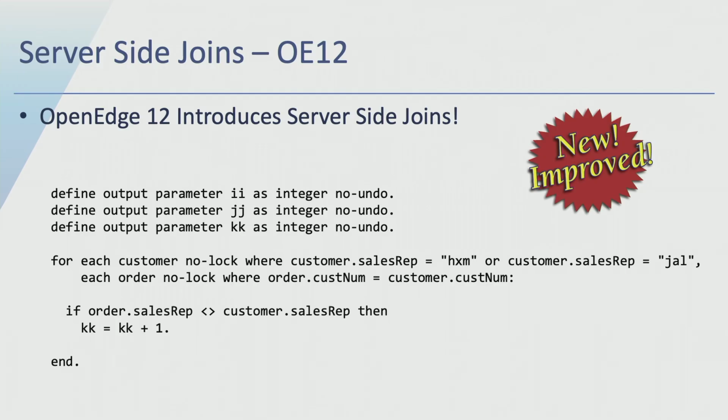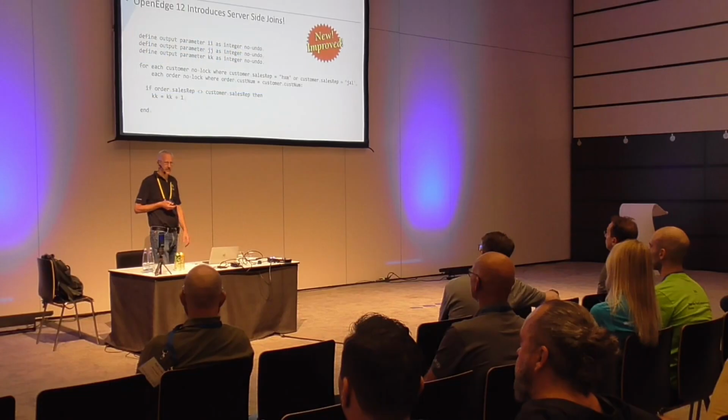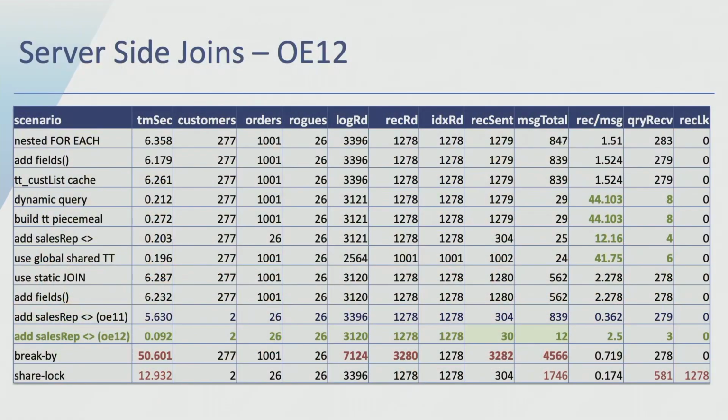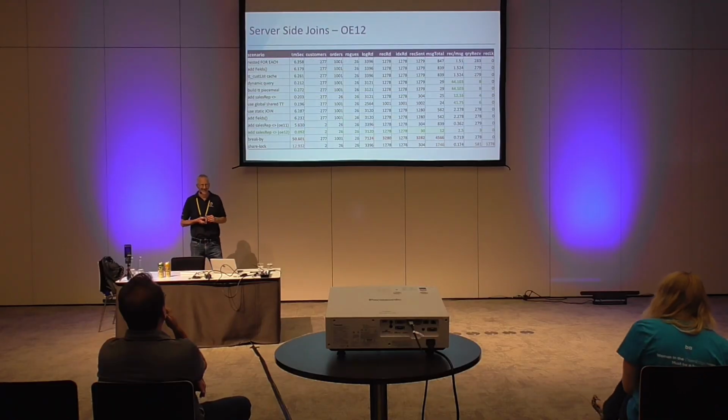But in OpenEdge 12, the server-side joins really do make a huge difference for queries which can take advantage of them, which is not all of them, but quite a few. So we did a few more tests that include the server-side joins. And this one right here, we added the sales rep not equal. So we're looking for all the orders that were made by a sales rep who was not Gus.